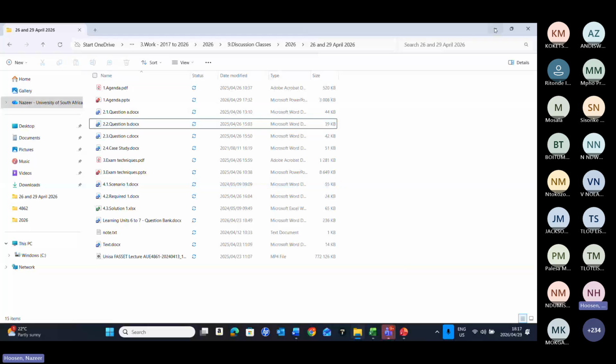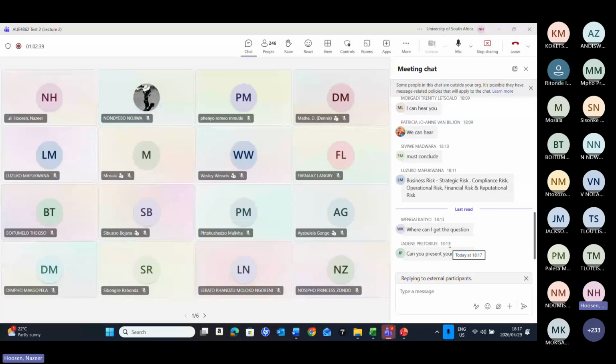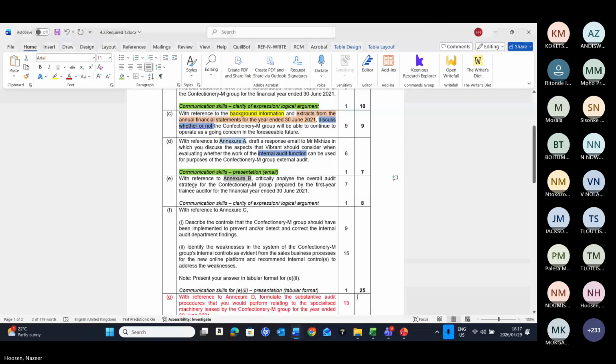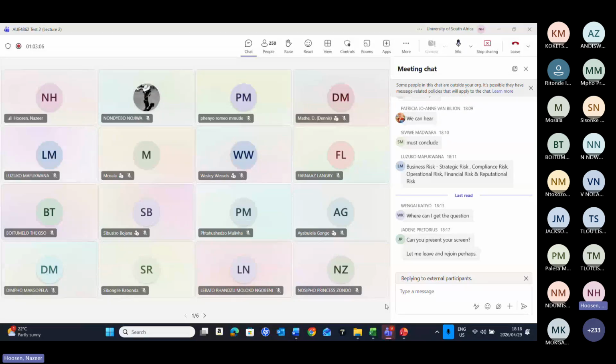See if there's another. Can you present your screen? I think the screen is sharing. Am I correct in saying that? Yes, it's sharing. I'm not too sure, Jadine. Perhaps maybe try to log out. Yes. And log back in just to see.